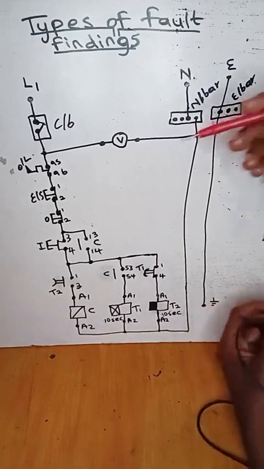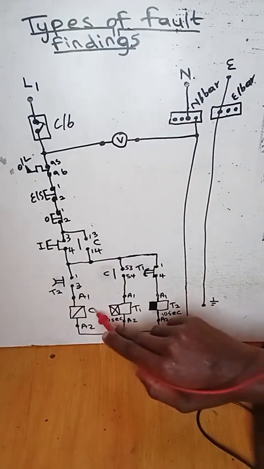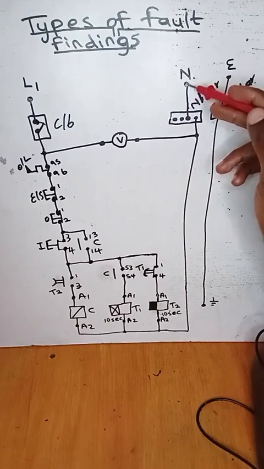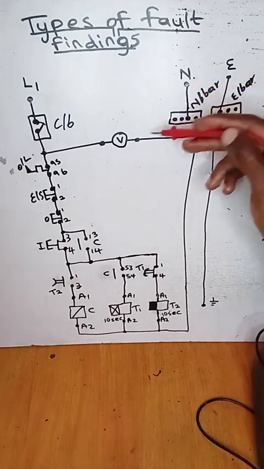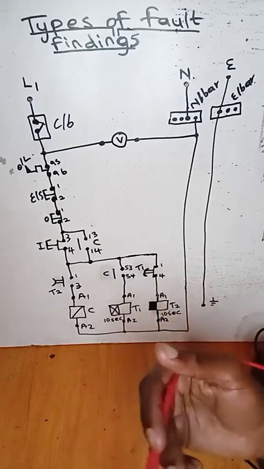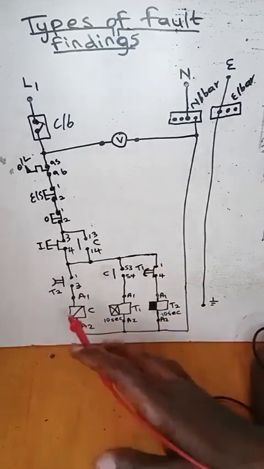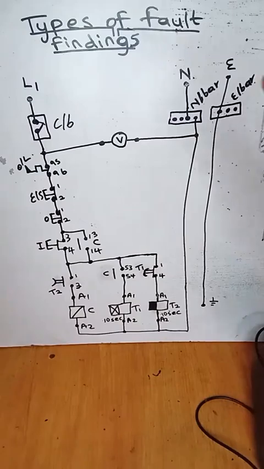Which means our live from where it starts until A1 of the coil of the contactor, when we test it with a wire of neutral from where it starts to where it ends, it shows that it's not connected, to show that it is a right connection. These two conductors shouldn't be connected to each other, to show that the circuit is right.